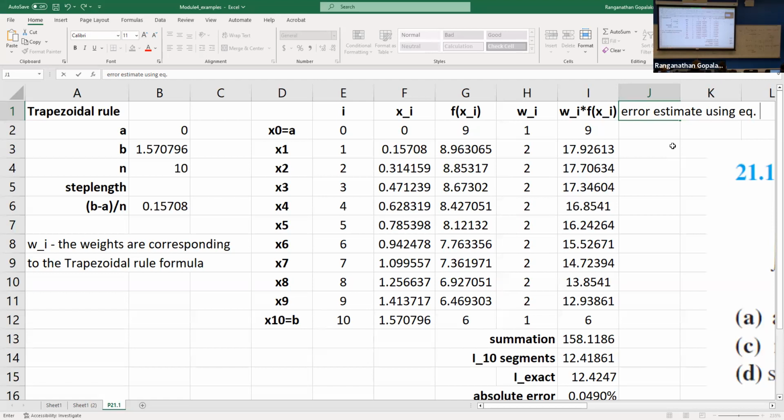Can we move on? Okay. So if you see here, equation 21.10 gives you the formula, and then equation 21.11 gives you the corresponding error estimate. So I want you to punch this formula into your spreadsheet and then compute the total error estimate. It's easy enough. It's just taking the step length, cubing it, dividing by 12, adding a negative sign, and the second derivative of your function.